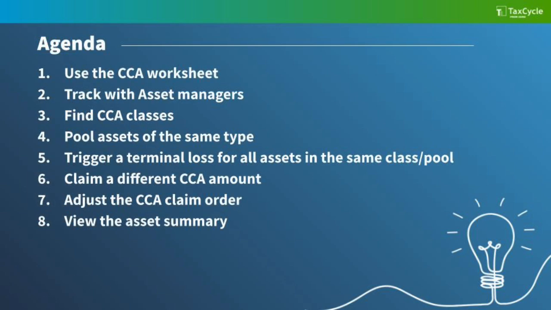So today's agenda is that we will go through the CCA worksheet, how you can fill that in and also track with asset managers. And we will also find out how you can find your CCA classes, pool assets of the same type, and how you can trigger a terminal loss of all the assets in the same class or pool. You can claim a different CCA amount, and we will look into how you can do that. You can adjust the CCA claim order as well in TaxCycle. We will cover that too.